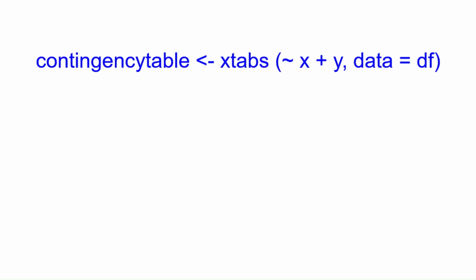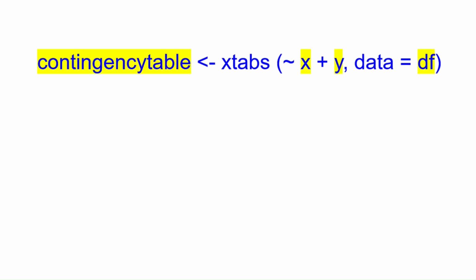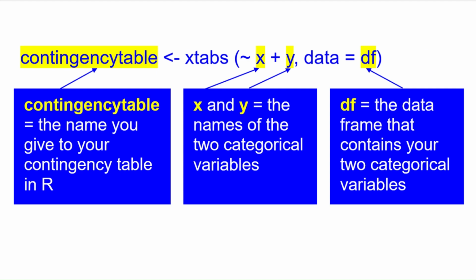We can create one in R using the code on screen. You'll need to replace the highlighted text as follows. Contingency table, this is the name you give to your contingency table in R. Feel free to use another name if it is more meaningful to you. X and Y, the names of the two categorical variables. In our example, these are gender and mode, and it doesn't matter which variable is X and which is Y. DF, this is the data set that contains your variables, and the data set in our example is called study_mode.